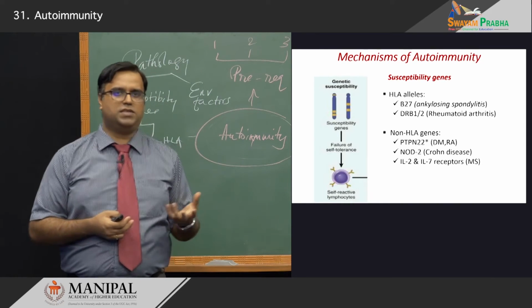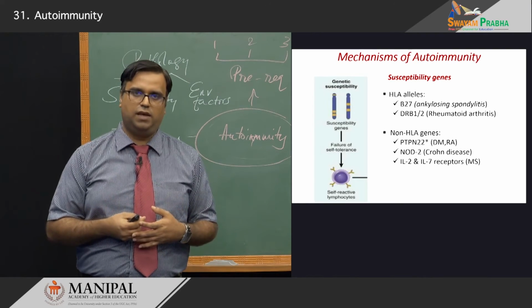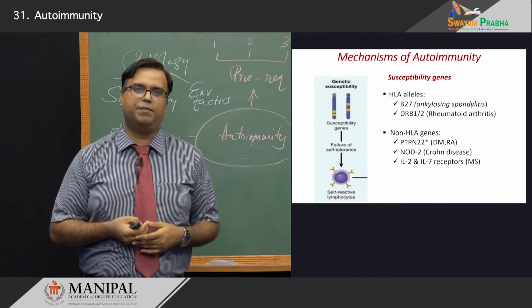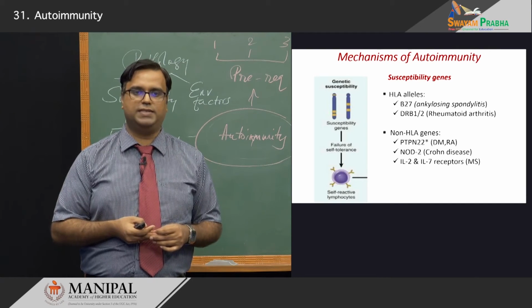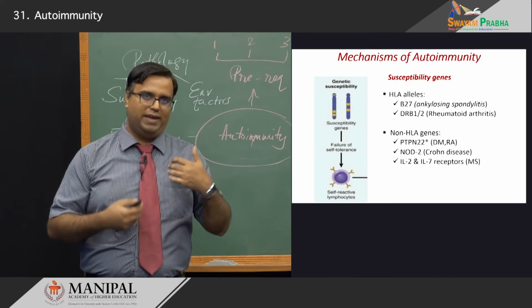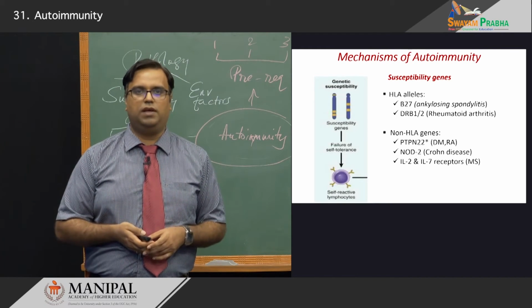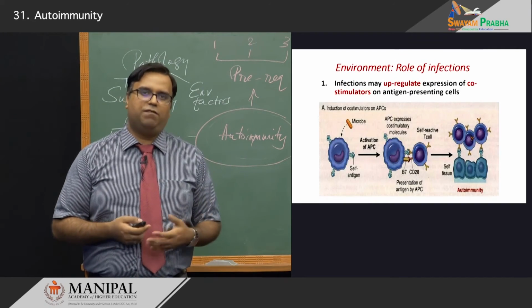You have other molecules such as NOD2, which is required to keep a check on the gut microbial organisms, and a defect in that leads to Crohn's disease, which is an important inflammatory bowel disease. You have receptors such as interleukin 2 and interleukin 7, which are linked to multiple sclerosis. So, inheritance of these susceptibility genes can predispose an individual to autoimmune disorders. What is the role of the environment though?